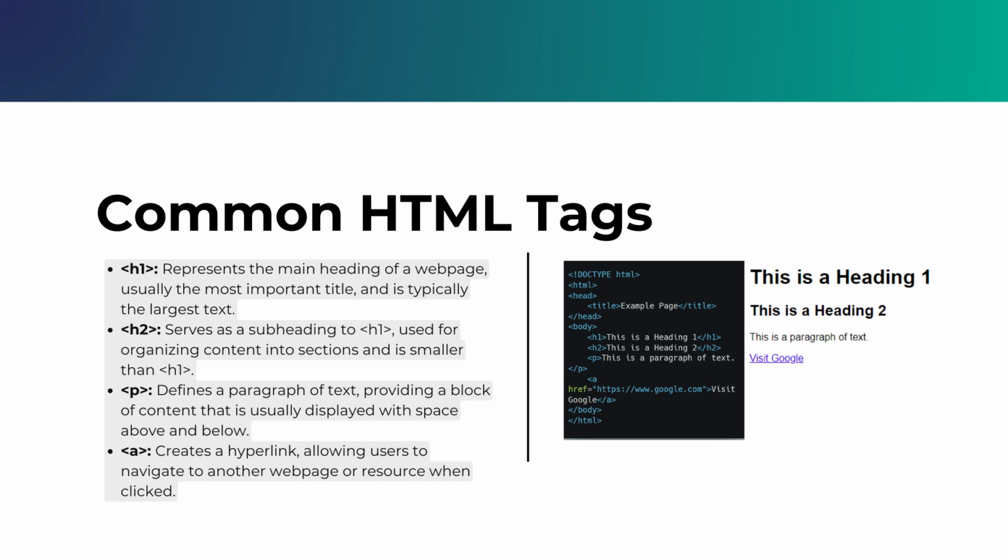Here's a simple example: <a href="https://www.google.com">Visit Google</a>. In this case, "Visit Google" is the clickable text that, when clicked, will take the user to Google's website. Links are a powerful way to create an interconnected web of content and provide navigation across your site.